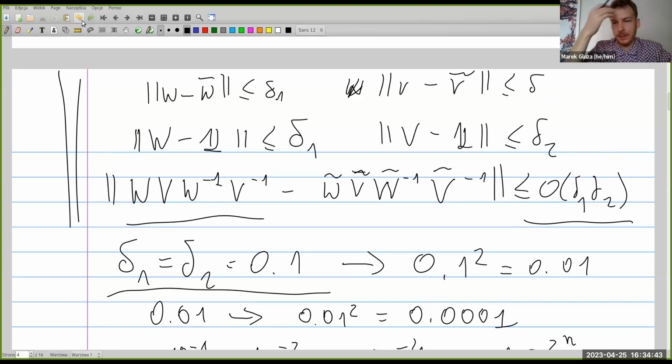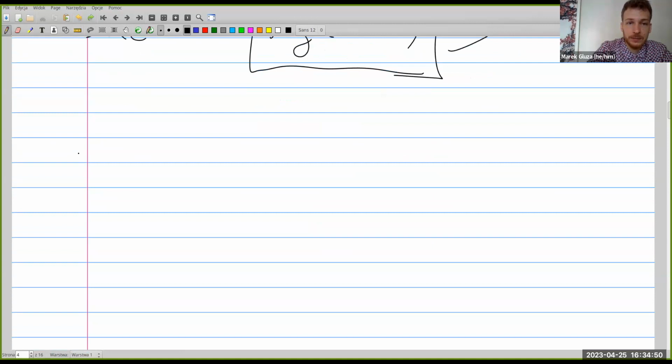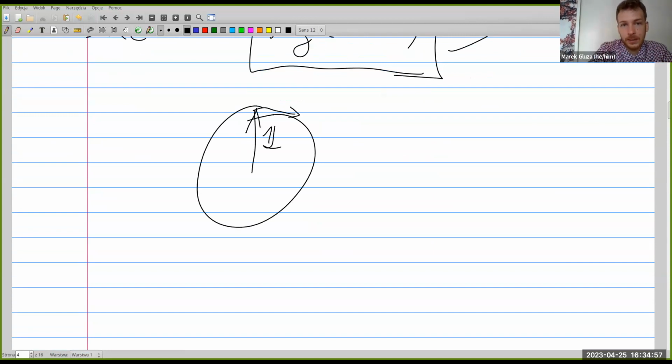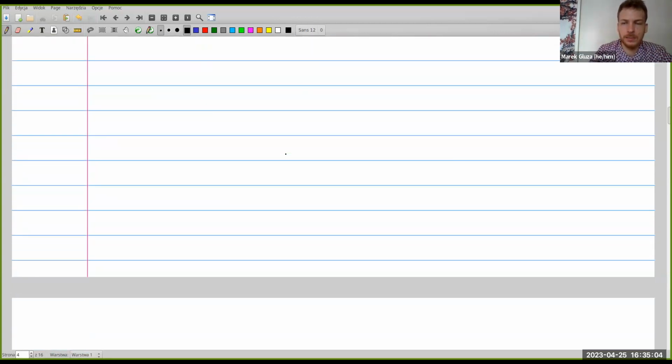So why in the world are you looking at how far away it is from the identity? And this has something to do with Lie groups. So if I have the identity element on my Lie group, then my Lie algebra is actually telling me in which direction to go. So it's something related to tangent spaces. I will not say more. But let's look at this condition. I want W minus identity to be smaller than delta 1.